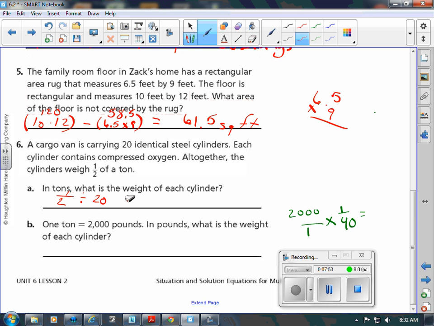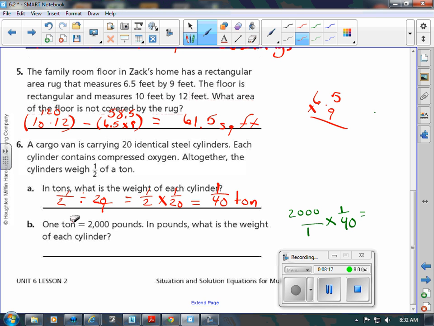Remember, when we divide and we're using fractions, we can flip it and multiply, or we can cross multiply. When we have a whole number, we put it over 1. So this is like saying this whole number is over 1. Now I can flip it and multiply. 1/2 times 1 over 20. Multiply straight across, I get 1/40th of a ton. Right, that's what one cylinder weighs.